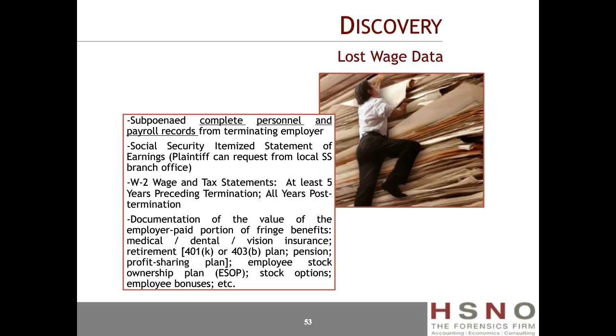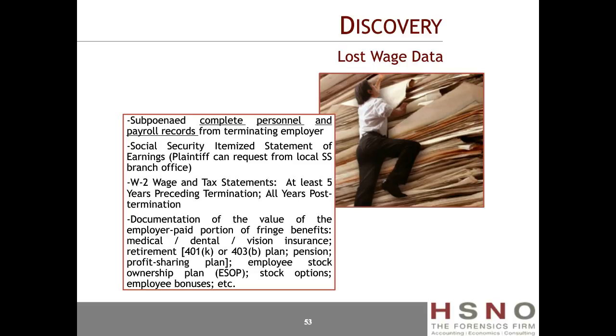If you can't get that, or you don't want a subpoena, another thing that you can do is get the Social Security itemized statement of earnings. These days plaintiffs can just go on the web and request that from Social Security. That's going to give you the annual amounts that were taxed for Social Security purposes, but it's not going to give you a lot of nice detail about benefits the way personnel and payroll records will.